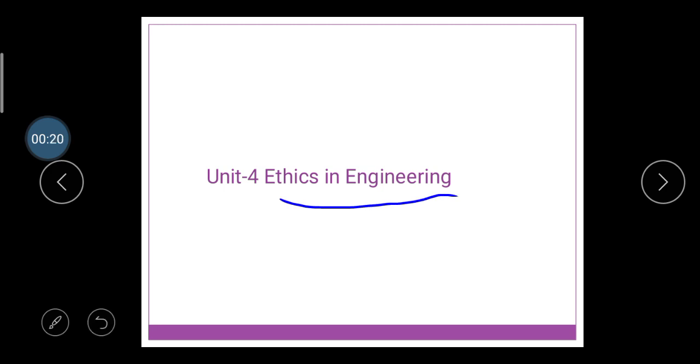Okay, how does ethics work in engineering life? Whenever you are working in an organization, or whenever you are working for our nation as an engineer, at that time ethics is considered. So here is a new word for you: ethics. First of all, take some small information about it: what does ethics mean?